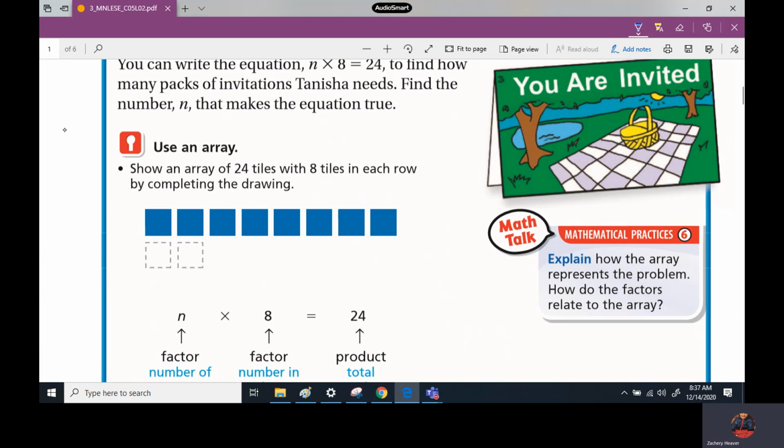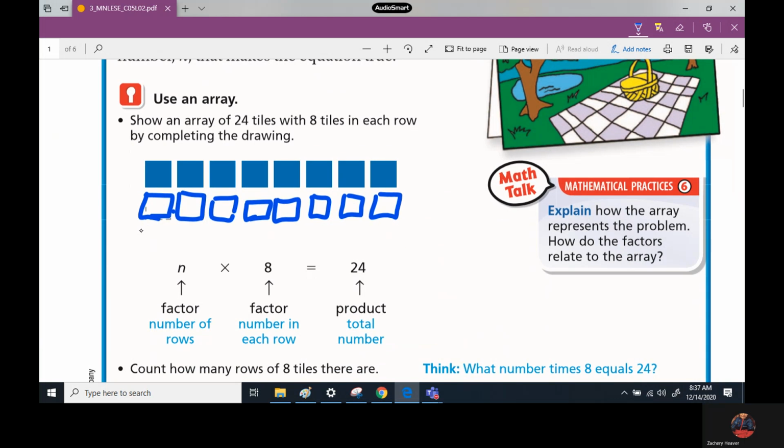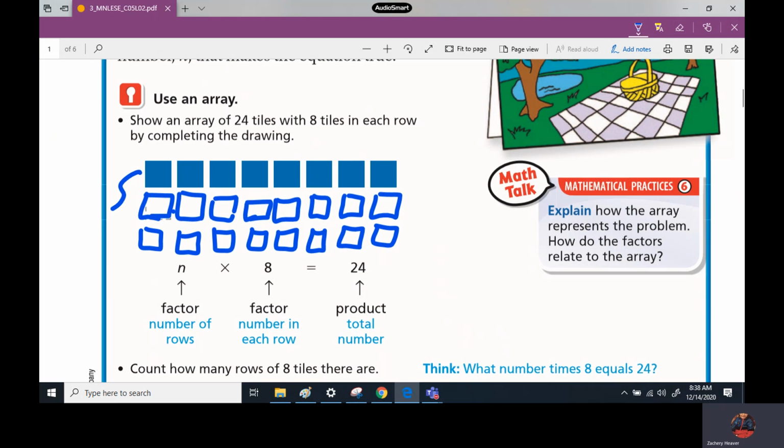So, show an array with 24 tiles with 8 in each row. So we have 1, 2, 3, 4, 5, 6, 7, 8, 9, 10, 11, 12, 13, 14, 15, 16, 17, 18, 19, 20, 21, 22, 23, 24. So now we have 3 down and 8 across, which equals 24.